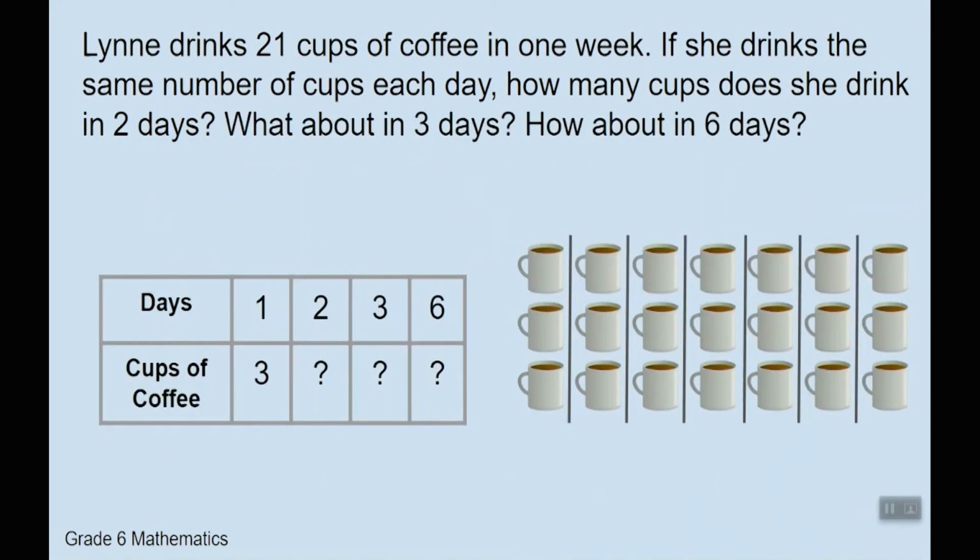We know that Lynn drinks 21 cups of coffee in 1 week, so that means she drinks 3 cups of coffee in 1 day. We can use that information to figure out how many cups of coffee she drinks in 2 days. We know that she will drink 3 more cups of coffee on day 2. We can use that to figure out how many cups of coffee she will drink in 2 days. Lynn drinks 6 cups of coffee in 2 days.